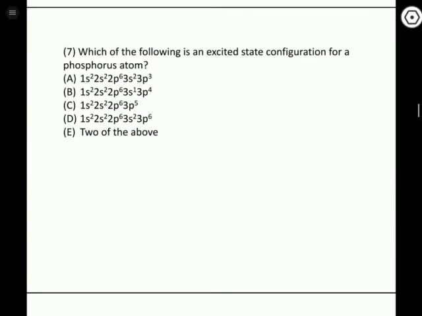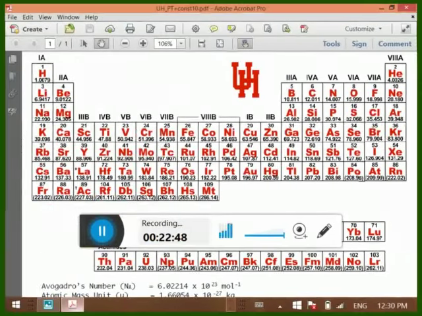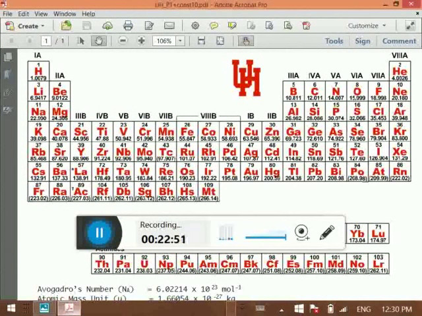This one I don't think we talked about a whole lot, so I do want to cover it here. We want to know which of the following is an excited state configuration for a phosphorus atom. The first thing we should look at is that we're talking about phosphorus. We should be familiar with the atomic symbol for phosphorus, which is P. If we go to the periodic table, phosphorus has 15 electrons, so it's right here next to sulfur in the third row.